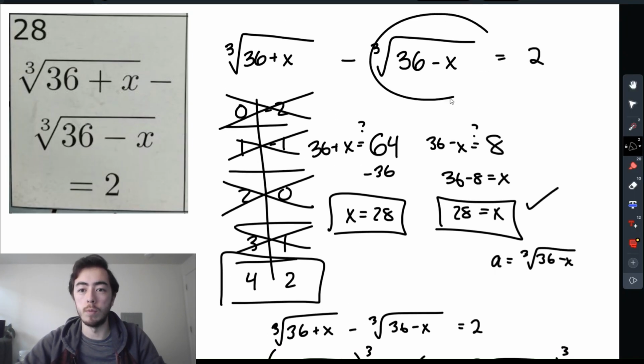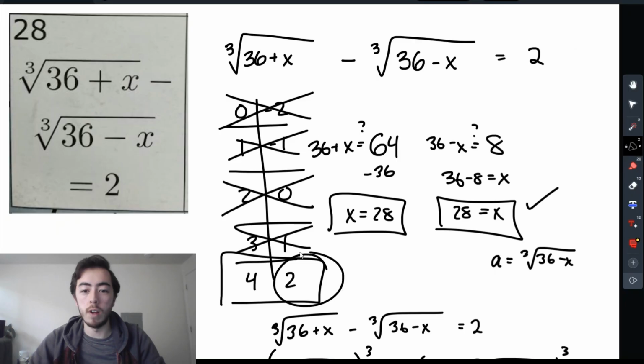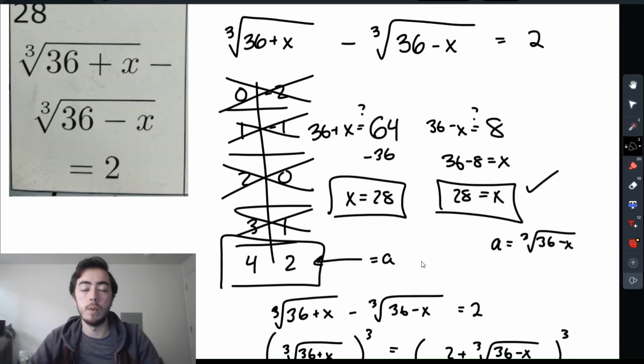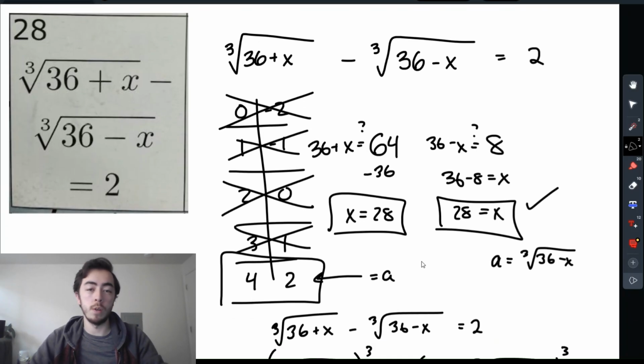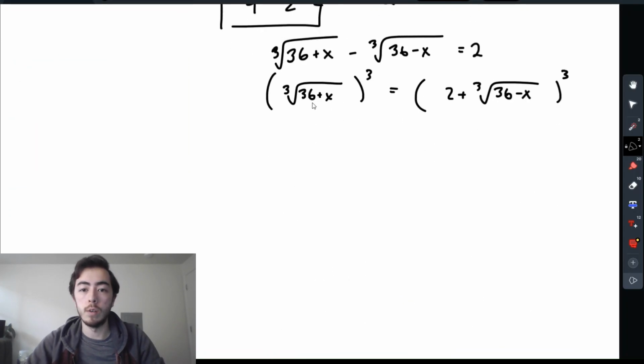And that's just this term right here. So this number right here is actually the same a that I'm talking about. So hopefully when I'm done with this, I can either show that x is 28 or a is 2, and hopefully that should mean the same thing. So cubing both sides, the left side's easier. We just cancel the cube and the cube root.